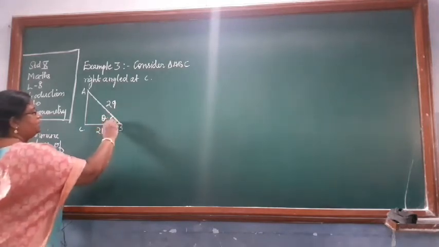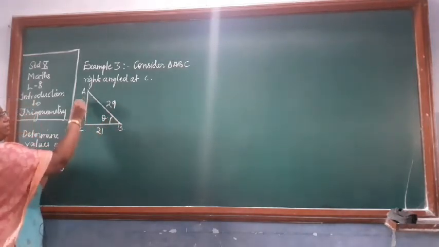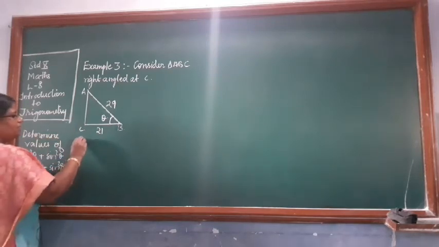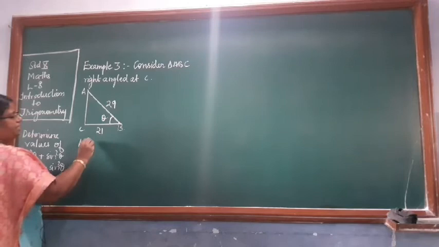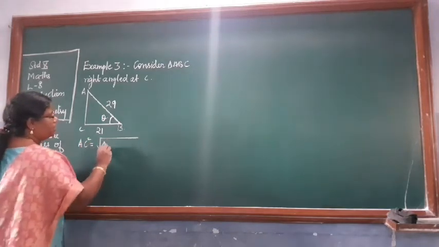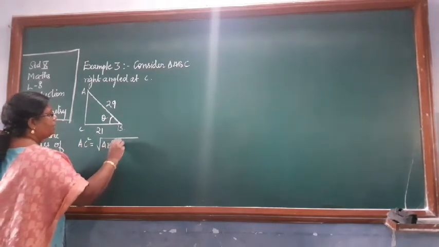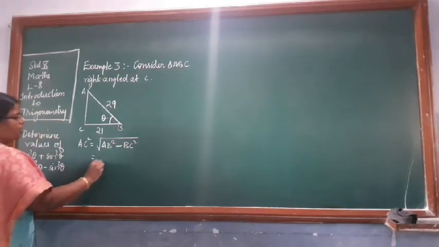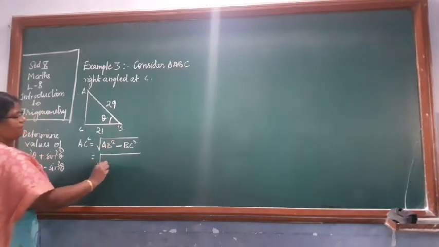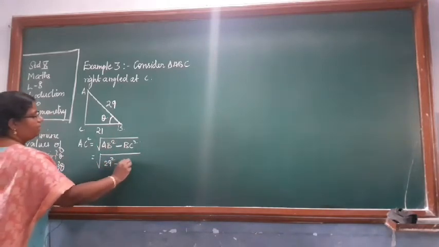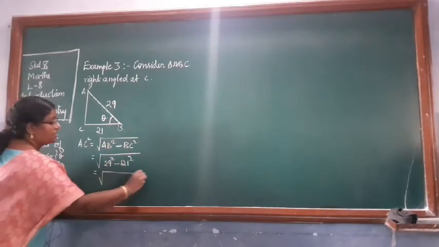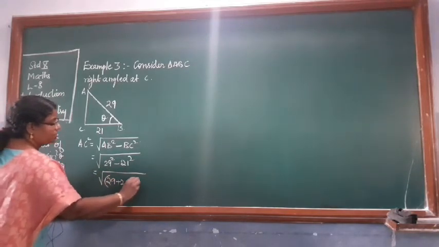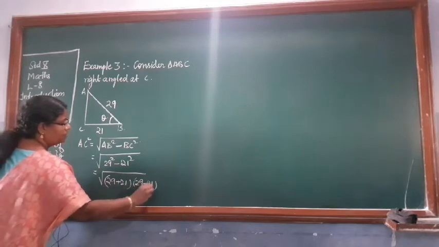Now this is your theta. With respect to theta, your AC is the opposite side, but the opposite side you don't have. So first you will find the opposite side, that is AC will be equal to the square root of AB square minus BC square. So what is AB square minus BC square? It is 29 square minus 21 square, that is equal to 29 plus 21 and 29 minus 21.